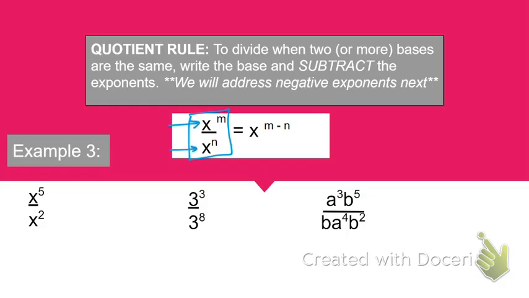so their x's here again, or you can see in the examples, for example, this middle one, they're both 3's. So they don't necessarily have to be x's, but the bases have to be the same. We're going to keep the same base, and we will subtract the exponents.